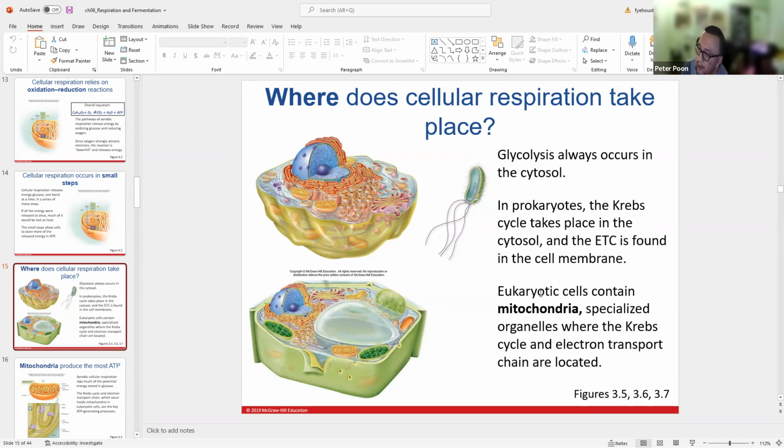Eukaryotic cells have mitochondria. The mitochondria do the Krebs cycle and electron transport chain. That's what it means when we say the mitochondria are the powerhouse of the cell. Without the mitochondria, cells only undergo glycolysis. In your red blood cells, for example, they only undergo glycolysis because they don't really have mitochondria.